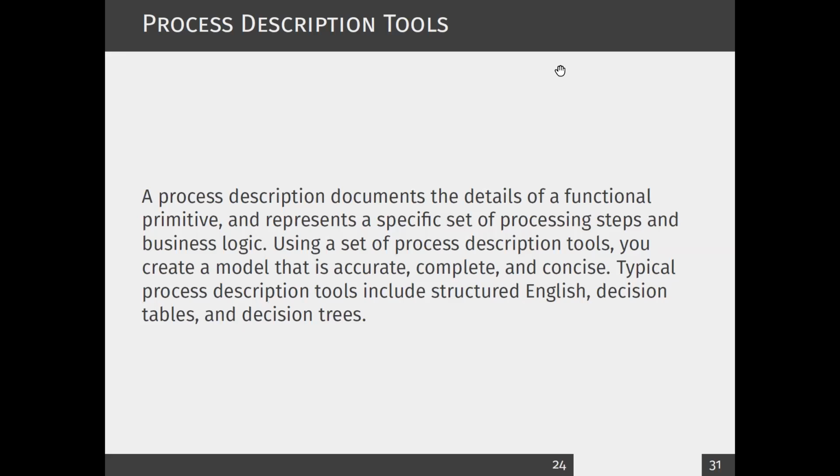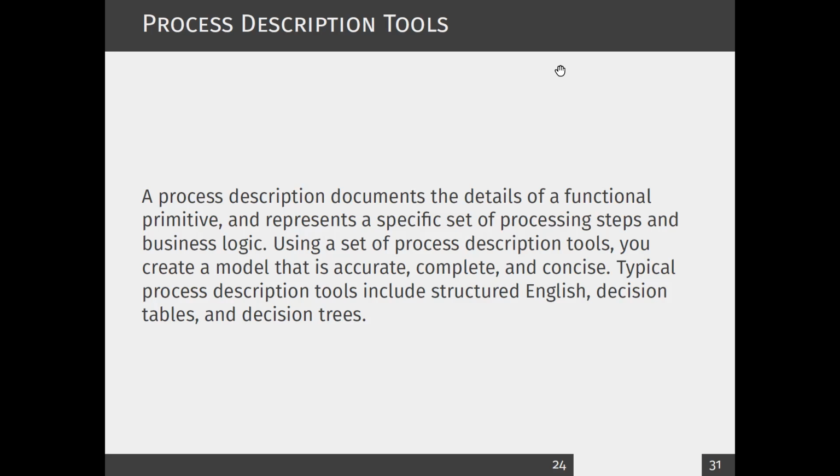And also there will be some logic, right? So using these process description tools, we can model it. When you create a model, it will be accurate, it will be complete, and it will be concise, right? When you talk about these different types of process description tools, there are various ways we can represent. One is you can use structured English, that means simple English statements to represent this. You can create a decision table, or you can create decision trees.